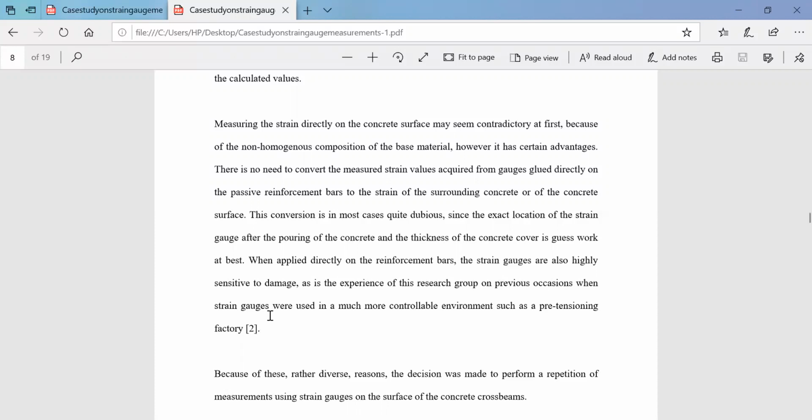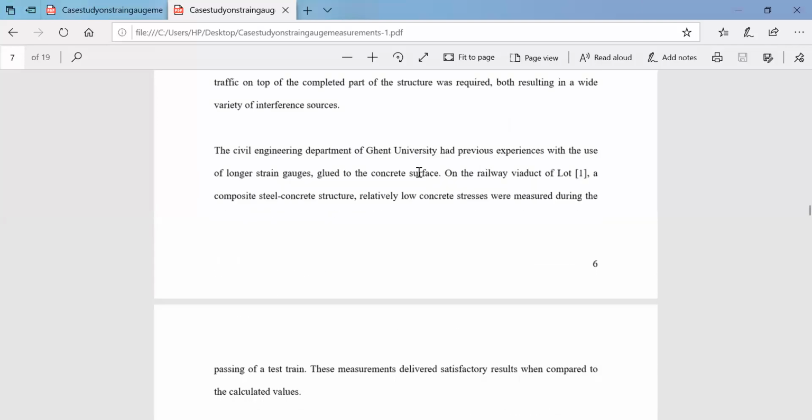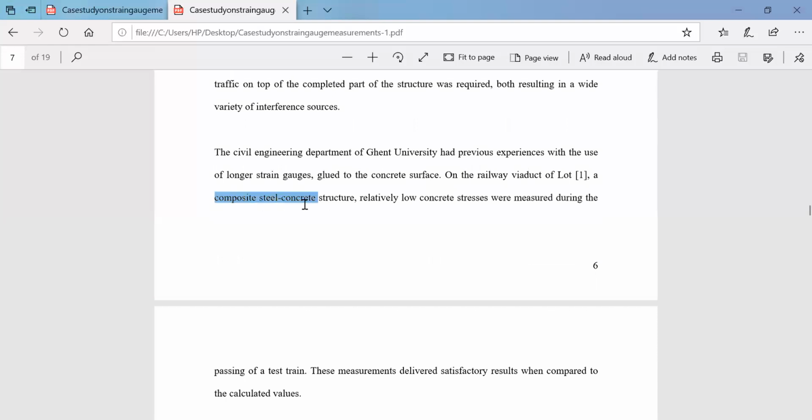So this is how they show that even though using strain gauges as a measurement device did not work in the beginning, they were able to apply the concept of a strain measuring instrument by using a specific material, a composite steel concrete structure. This idea came because he was well versed in using the longer strain gauge.